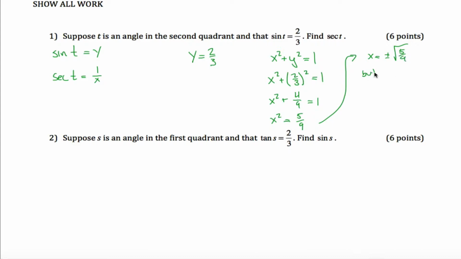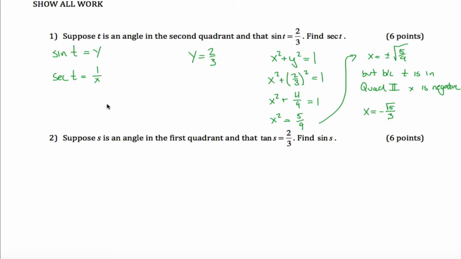But because t is in quadrant 2, up and to the left if you're staring at your unit circle, I know the x coordinates are negative there. So my x coordinate is equal to the negative of the square root of 5 over 9, which can be rewritten as the square root of 5 divided by the square root of 9. The square root of 9 is just 3. So I got x equals negative square root of 5 over 3.